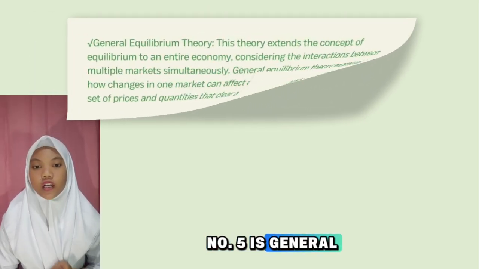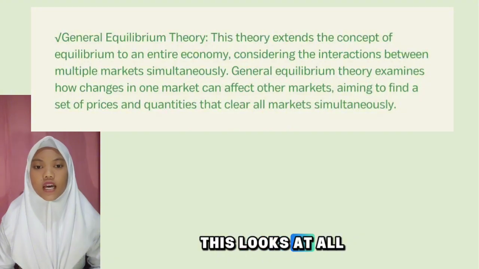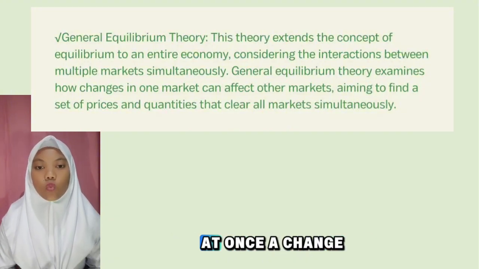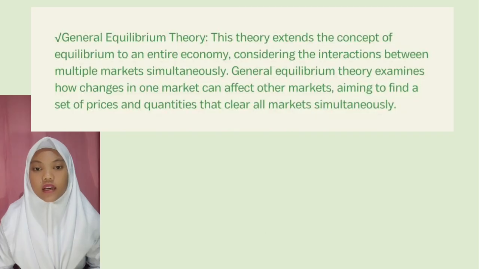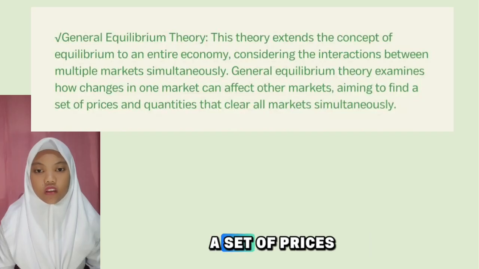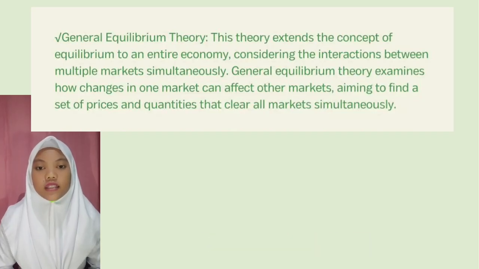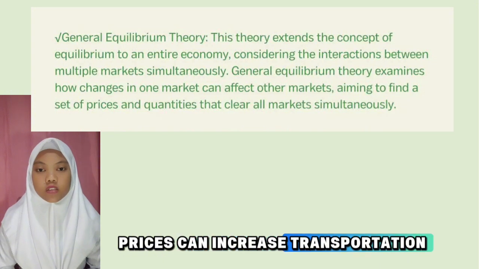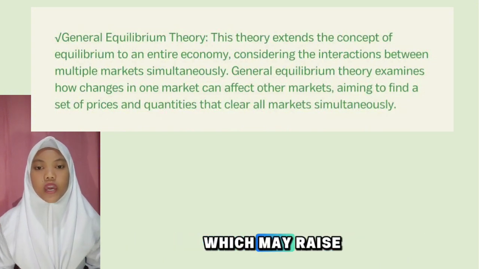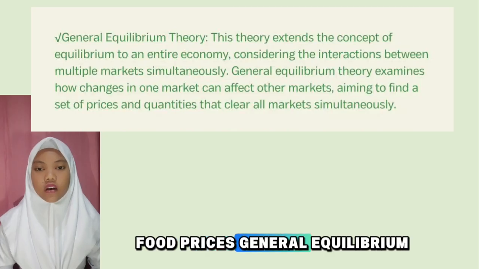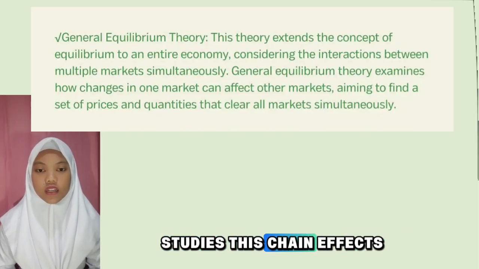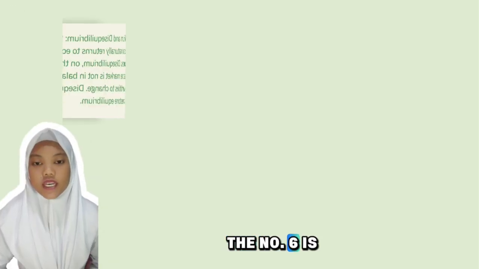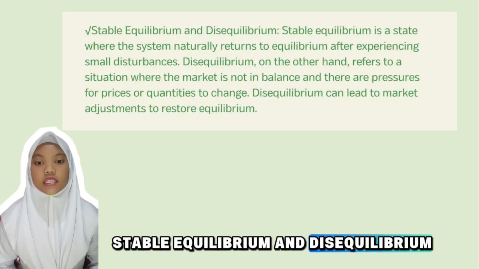Number five is general equilibrium theory. This looks at all markets in an economy at once. A change in one market can affect other markets. Economists try to find a set of prices and quantities that balance all markets together. For example, a rise in gasoline prices can increase transportation costs, which may raise food prices. General equilibrium studies this chain effect.